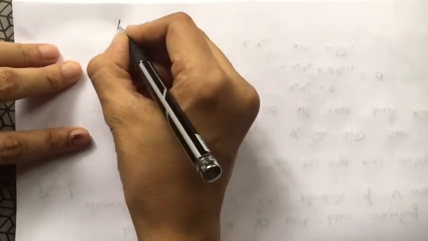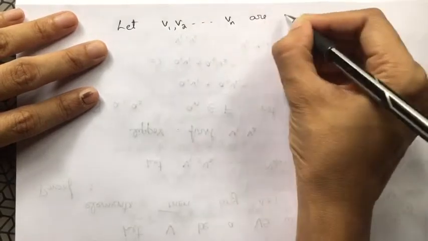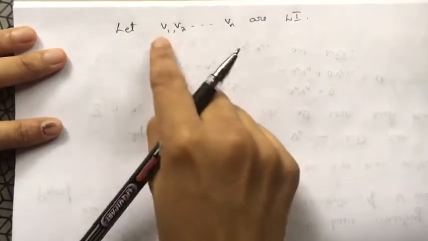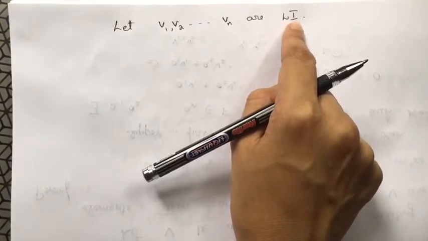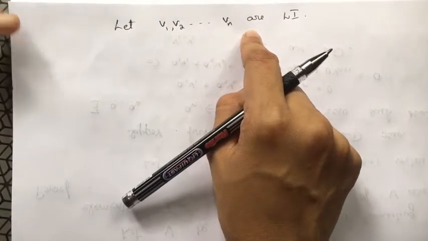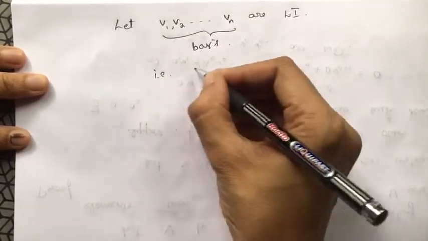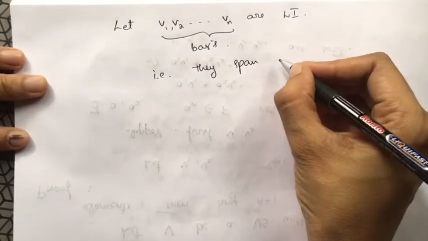So let the vectors v1, v2 dash dash vn be linearly independent. Initially I had taken them as linearly dependent. Now I'll take these n elements as linearly independent, and then when they are linearly independent they form a basis. That means they span the vector space V.